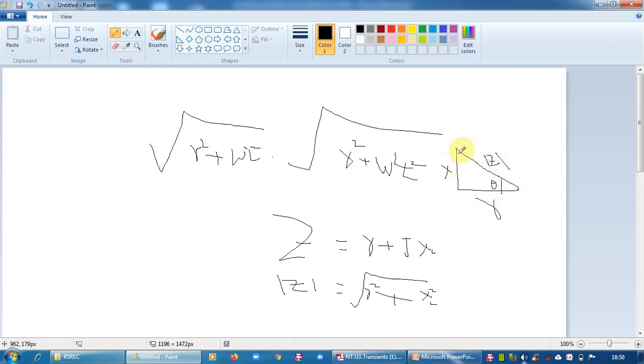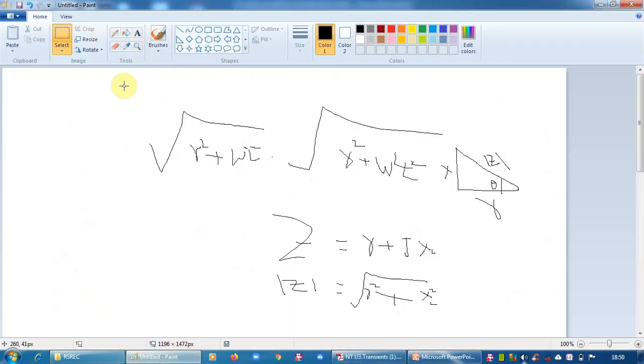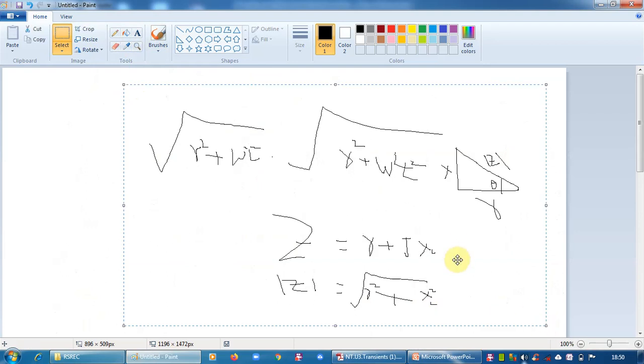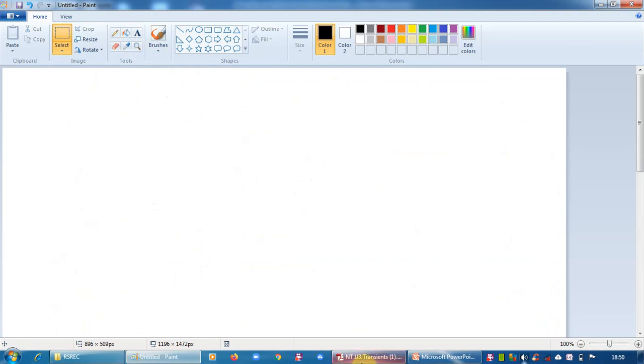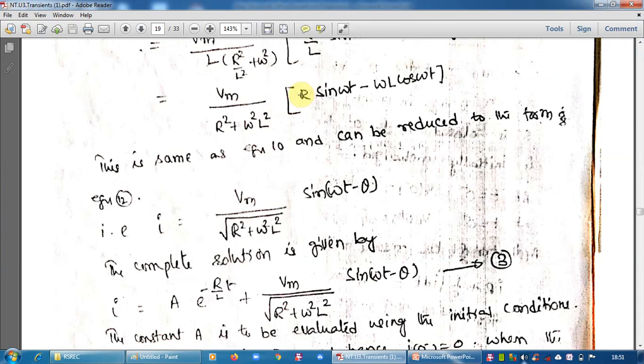From this, the hypotenuse is equal to the impedance magnitude, root of R square plus XL square, where XL means omega L. So root of R square plus omega square L square is nothing but Z. Here one more root term is there. If you take that root term into the brackets, now we will be getting what? I will write it down here. You see this equation.